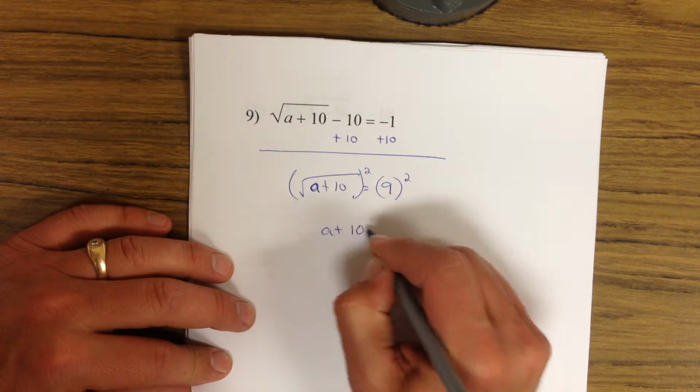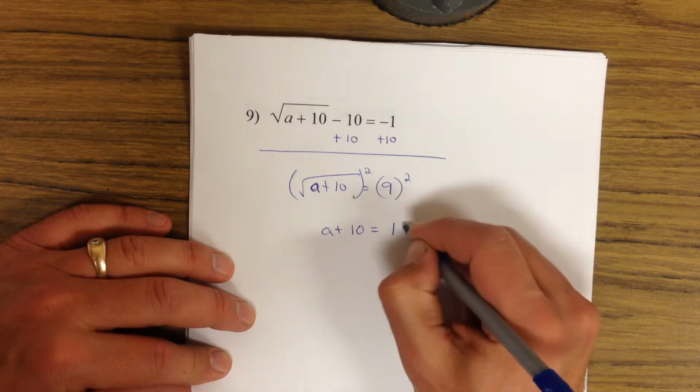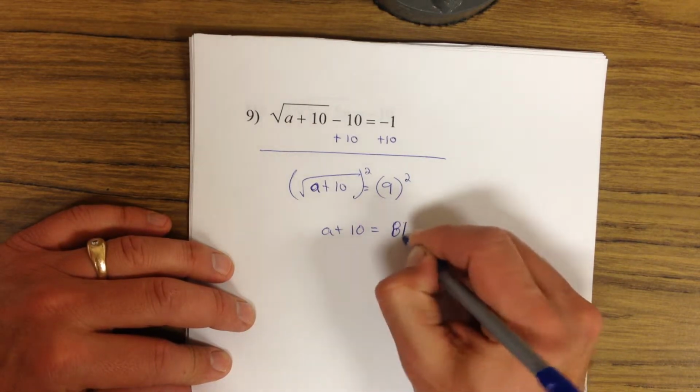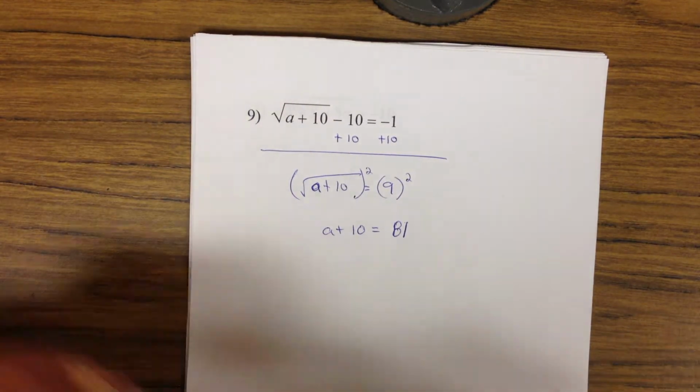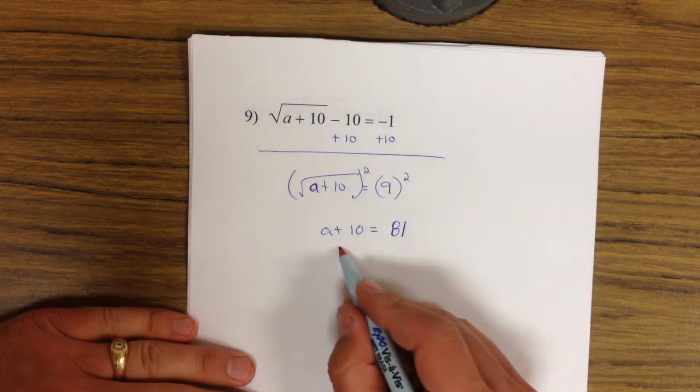I have A plus 10 equals 81. All right, hopefully you can see this. I haven't been writing in marker. And then subtract 10.